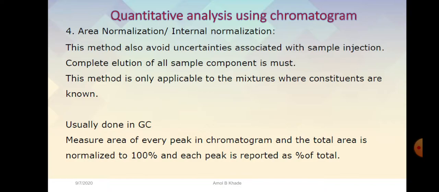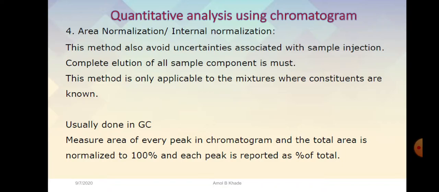Then the fifth is the area normalization method, also called internal normalization. In this method, which is also used to avoid the uncertainties associated with sample injection, like the previous internal addition method, complete elution of all sample components is a must. This is a requirement. All components should be eluted, and you have to ensure that.